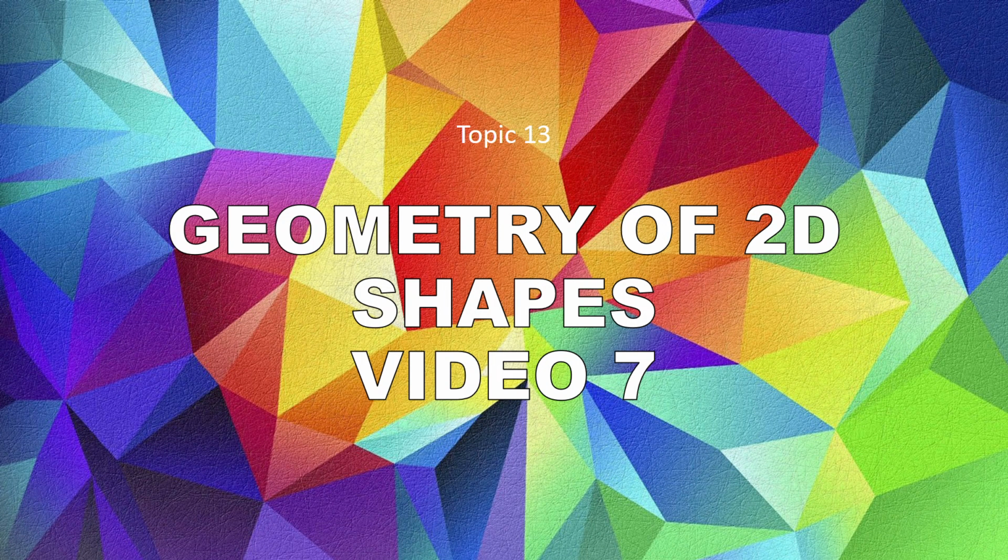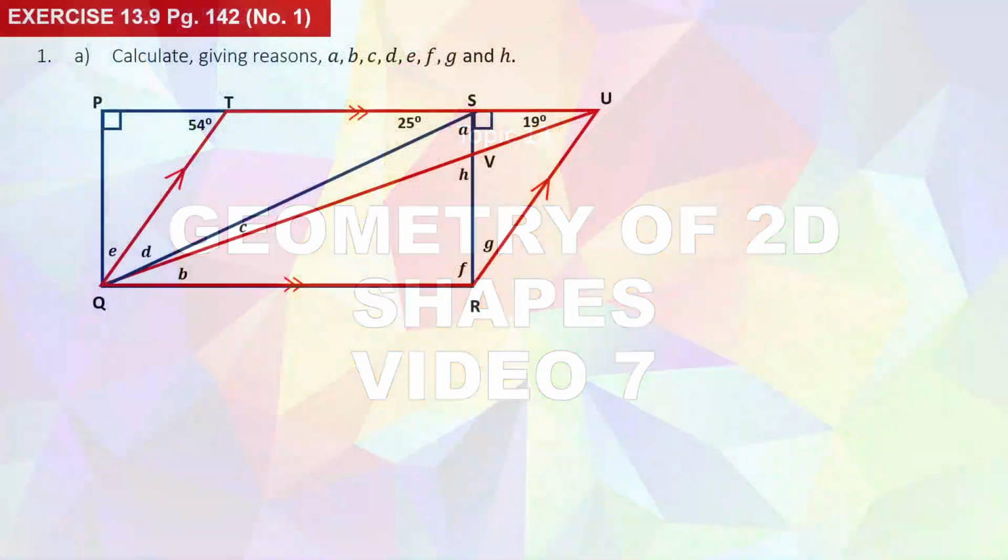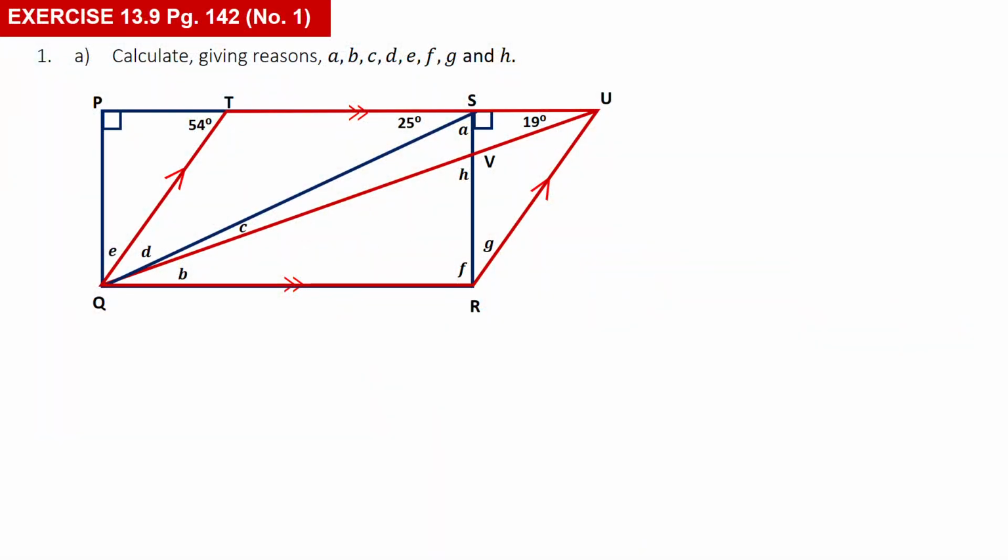Hi guys, this is video 7 of Geometry of 2D Shapes. In this lesson, we're just going to be going through one of the questions in the textbook. So I'm going to ask you to rule off after the last work and write down the heading, which is exercise 13.9, page 142. And we're working with number 1.